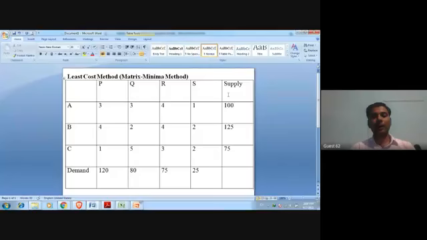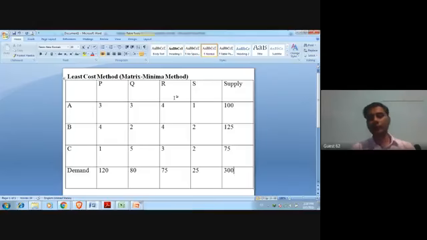Let's check whether demand and supply are equal or not. We add these values: 100 plus 125 is 225, plus 75 is 300. Here, 120 plus 80 is 200, plus 75 is 275, plus 25 is 300. So we will write down 300 here. So this transportation problem is balanced. When demand and supply are equal, we can say that the problem is balanced.